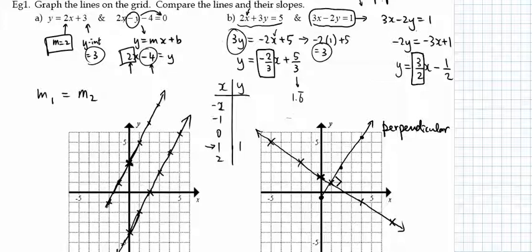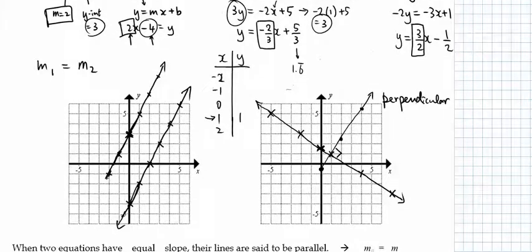One is negative, one is positive. The sign will be opposite. What about the numbers? They also flip, yes. The first one gives us negative 2 over 3, and the second slope gives us 3 over 2. So we have opposite signs, and the numbers will also be flipped. This is what we call negative reciprocal.